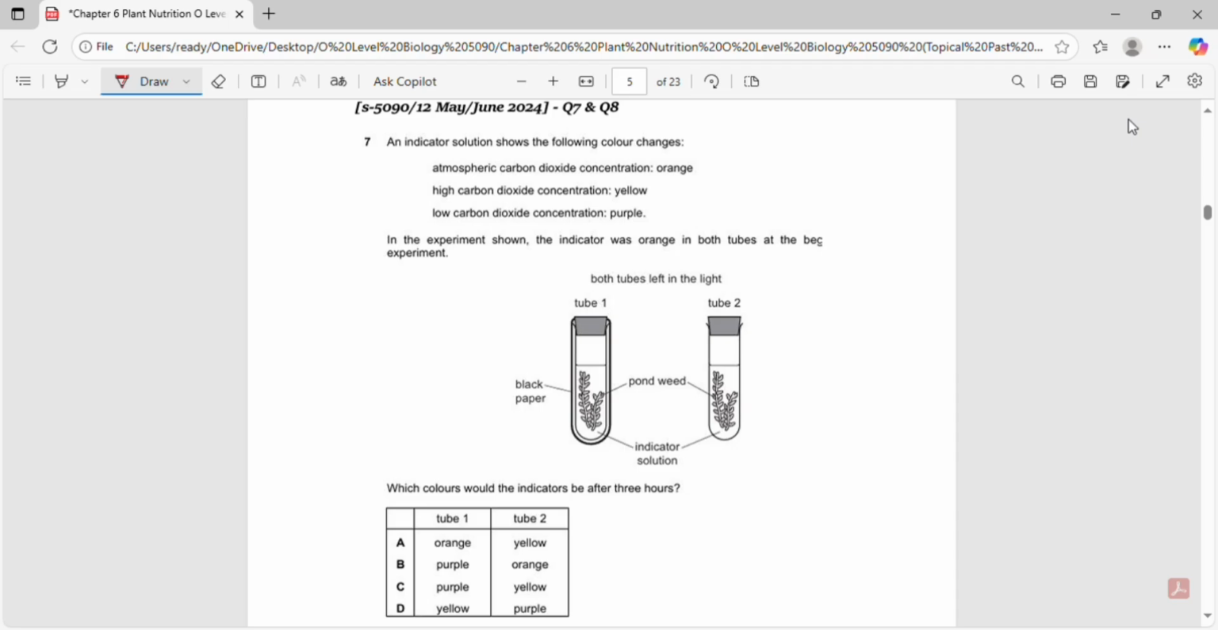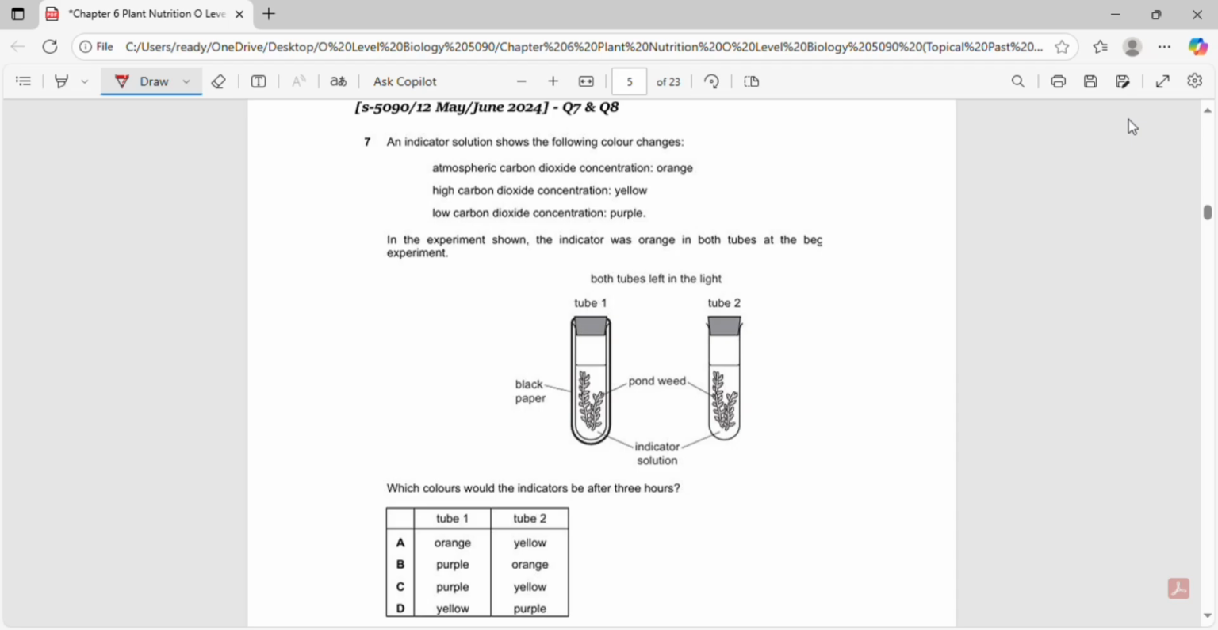Now let us move on to tube 2. This one is left in the light. Since light is available, the plant is able to photosynthesize. While the plant is still respiring, photosynthesis removes carbon dioxide from the solution at a faster rate than it is being added by respiration. As a result, the overall carbon dioxide level drops. And according to the indicator chart given in the question, a drop in carbon dioxide causes the solution to turn purple. So after 3 hours in the light, the indicator in tube 2 will change from orange to purple.